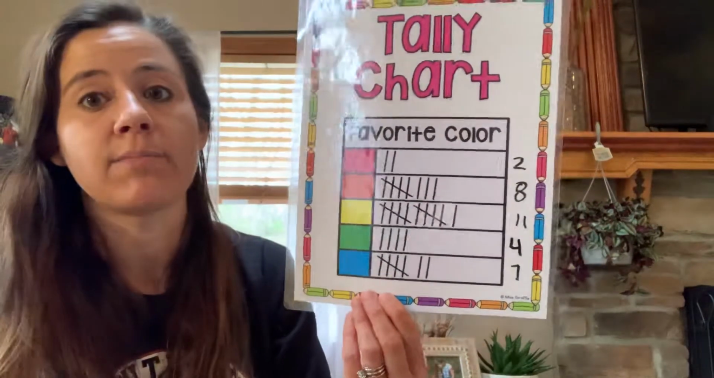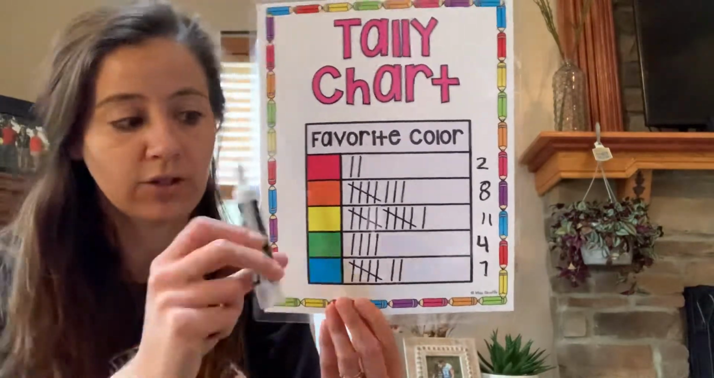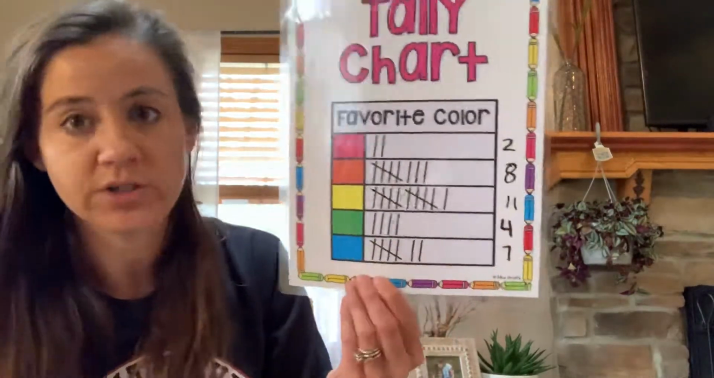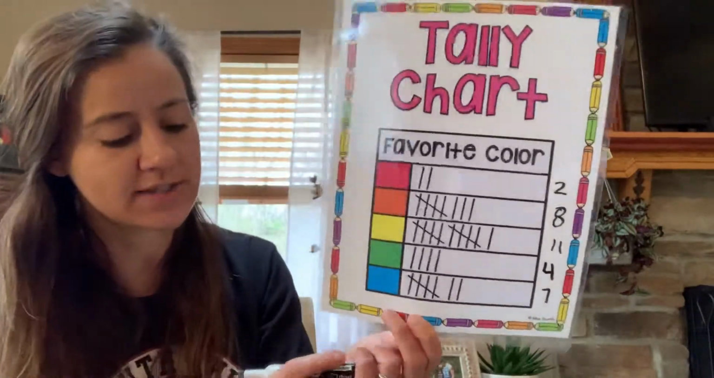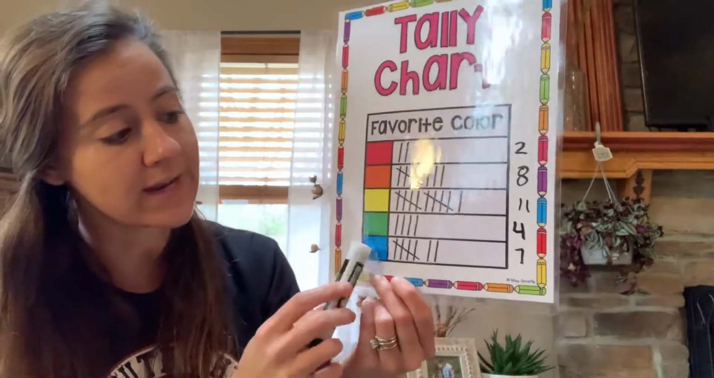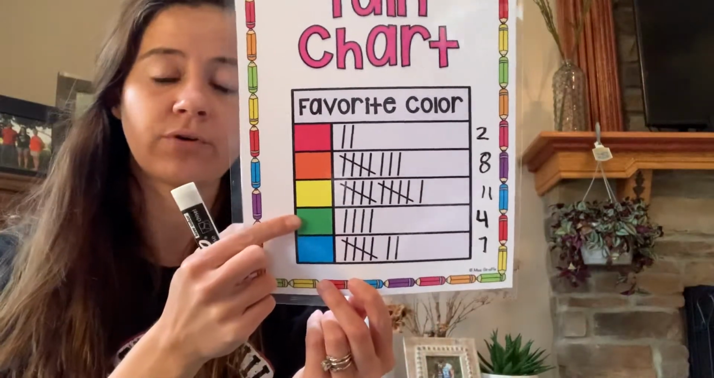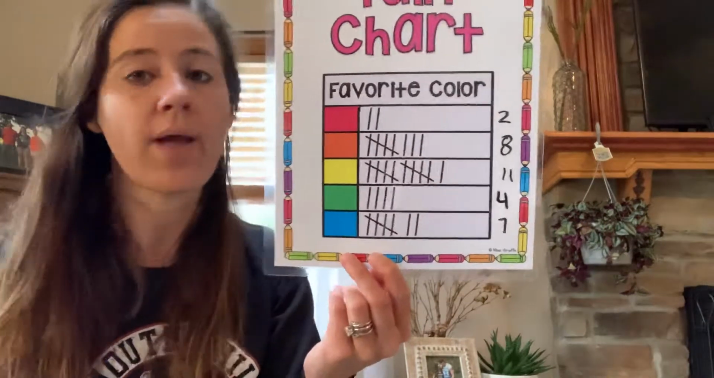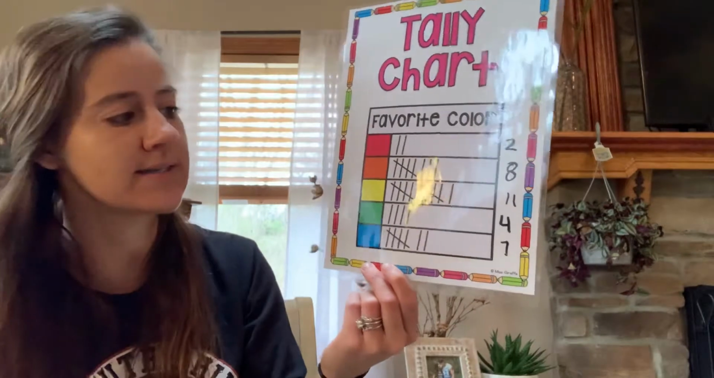Another question might be, which color got the least or the fewest votes? And in looking at this graph, that would be red, which got 2. Some of the other questions might be like, who voted for green and blue? So then you would take the number that voted for green and the number that voted for blue and add them together.